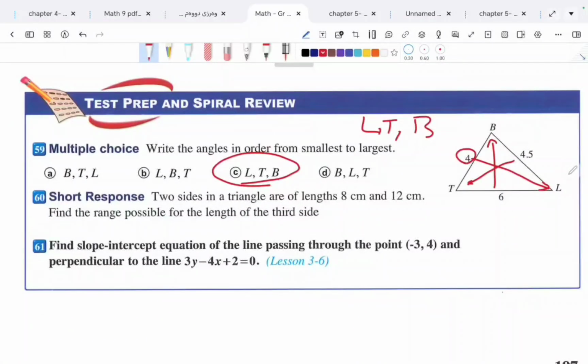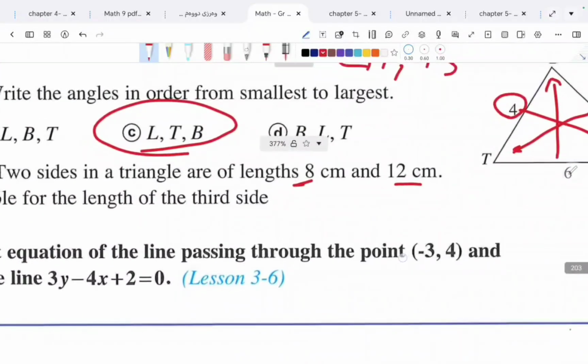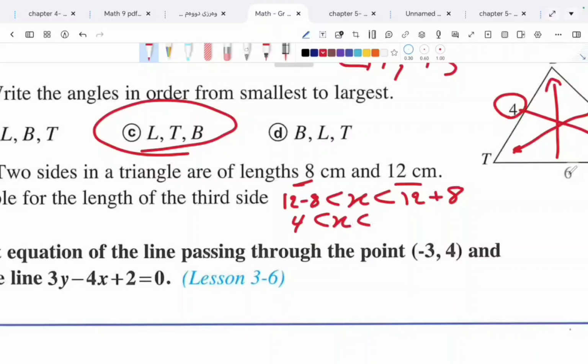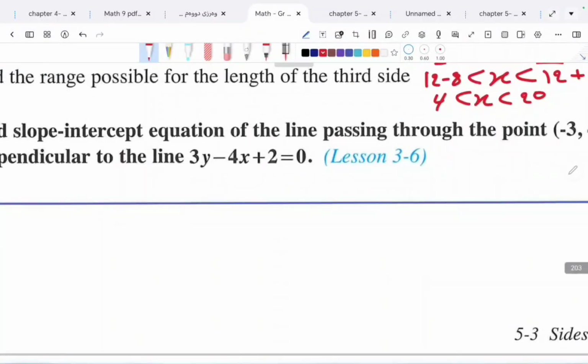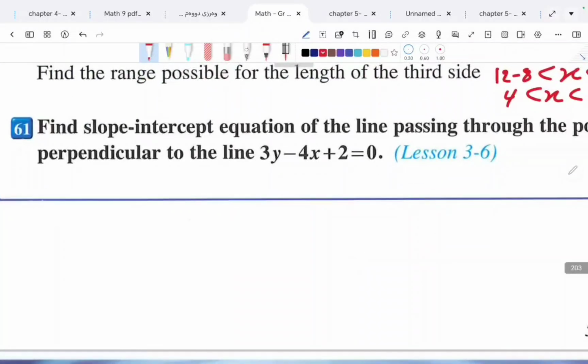C. Two sides in a triangle are of lengths 8 and 12. Okay? Find the range of possible lengths for the third side. This is case 3. Subtract them, then add them. Write the inequality. 12 minus 8 equals 4. 12 plus 8 equals 20. So the third side is between 4 and 20. But again, I'm going to repeat it: 4 and 20, it's not included.